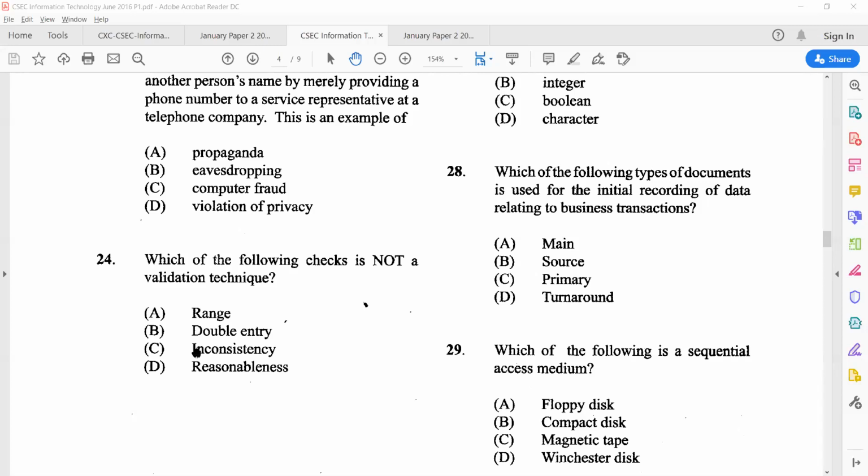And yes, you need to pay attention to the words in the question. They said not a validation check. That could have easily been written as which of the following checks is a verification check, right? So it's important to read the question carefully.